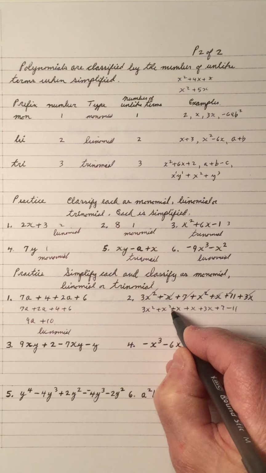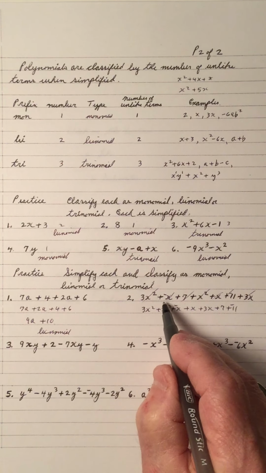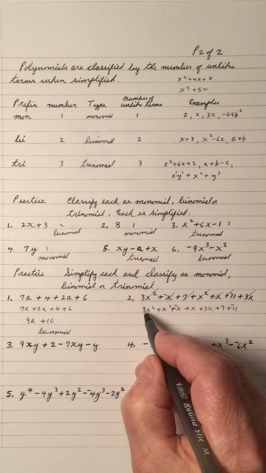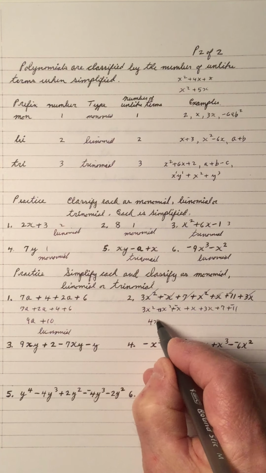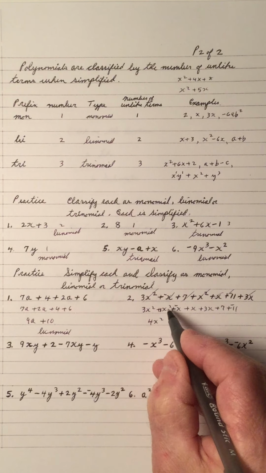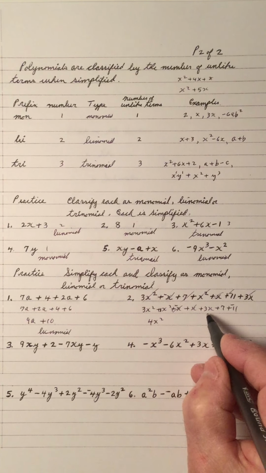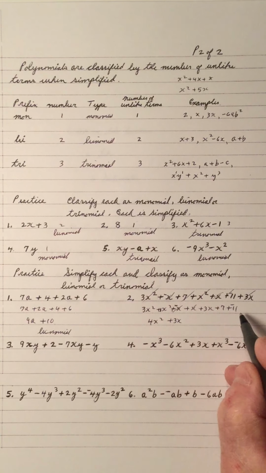So we can add on a negative 11 if you want to remove the subtraction sign. So we have them grouped together. So 3x squared and 1x squared is 4x squared. Negative x plus x cancels out to give me 0.